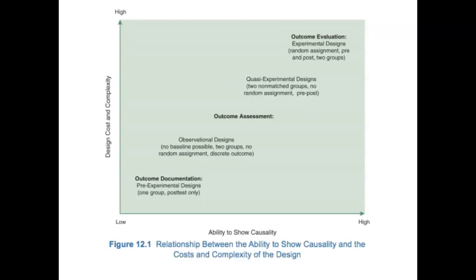Here you can see a graphic depiction of the relationship between the cost and complexity of the design and the ability to show causality. You can see that on the bottom left of the graph, outcome documentation such as post-test is not going to be able to show causality, but it's cheap and it's easy to conduct. While an outcome evaluation, which uses an experimental design, such as random assignment of treatment and control, is very costly and complex to implement, but it has a high ability to show causality.